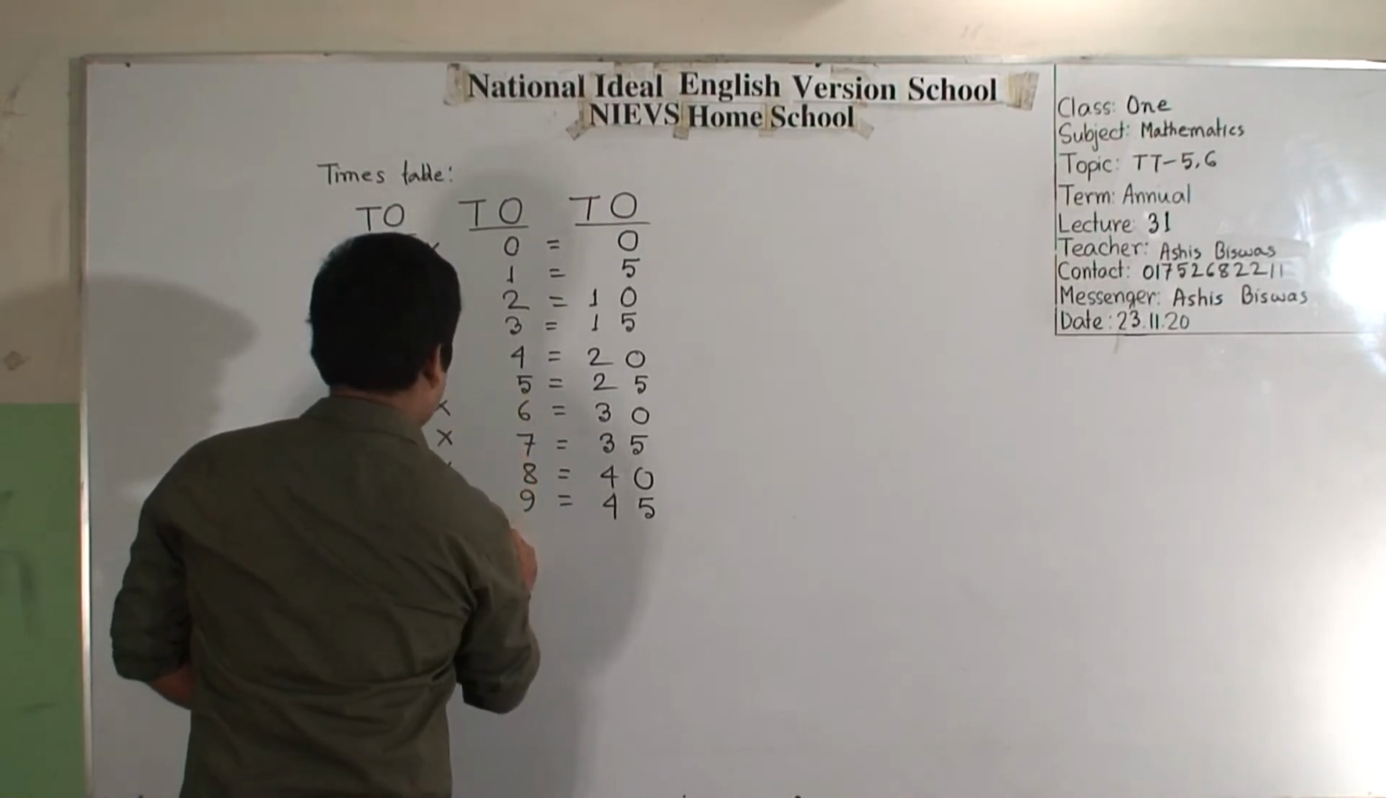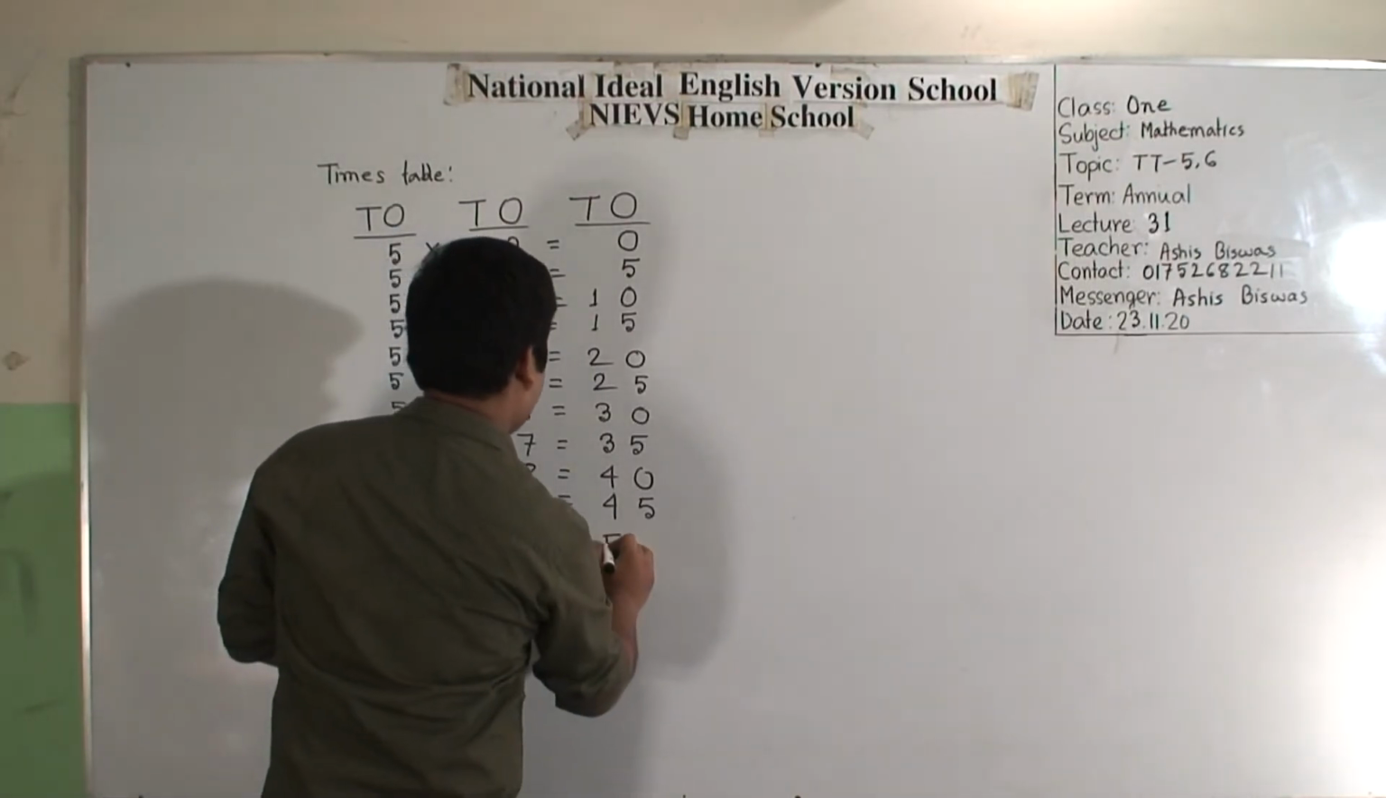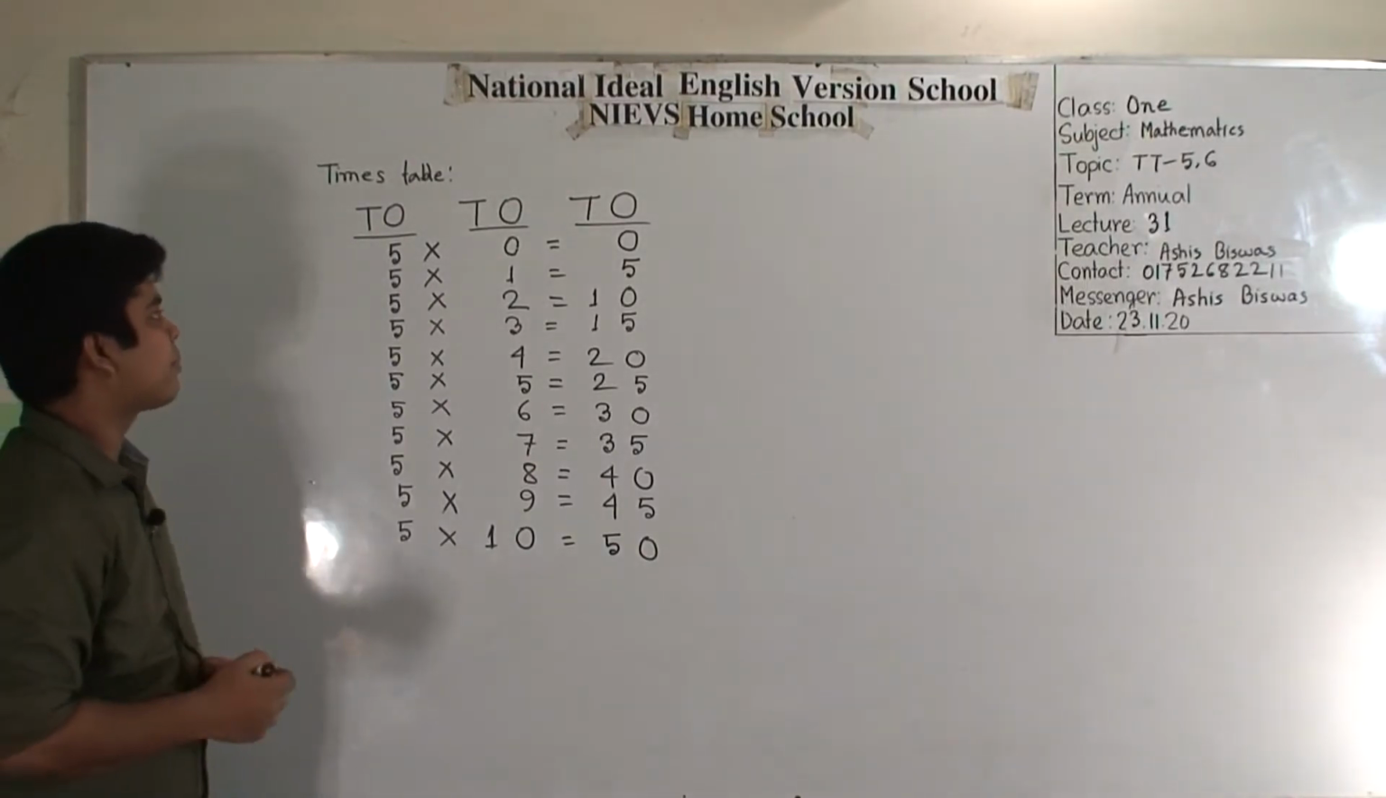1 is written in tens place and 0 is written in ones place. So 5 tens are 50. Now my dear students, please read with me.